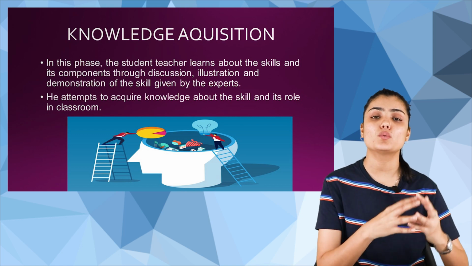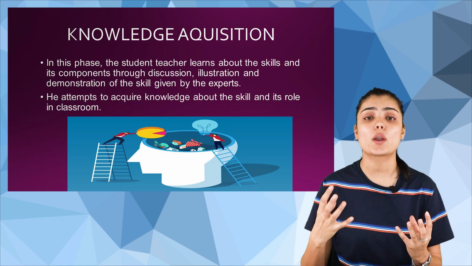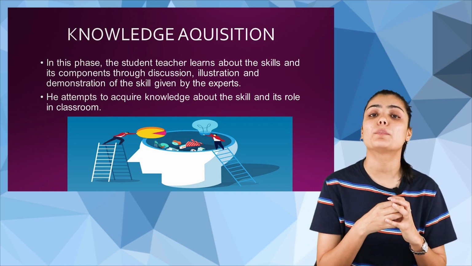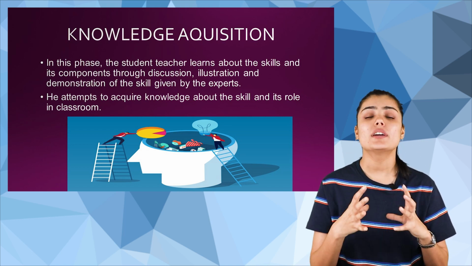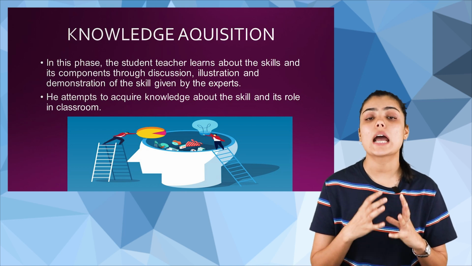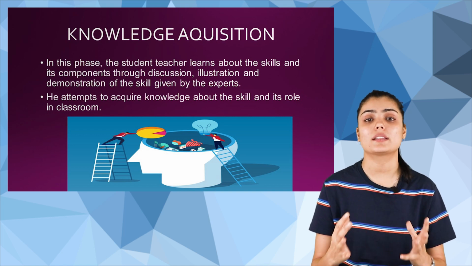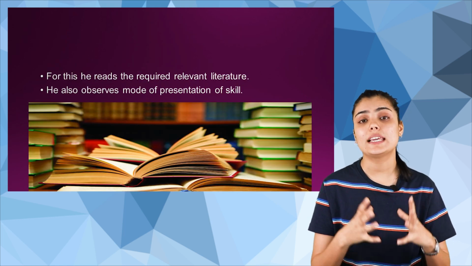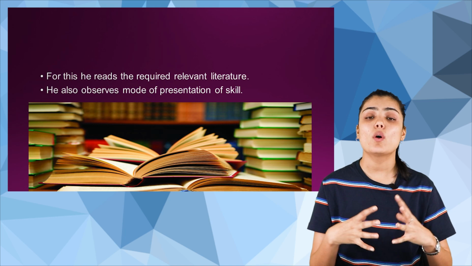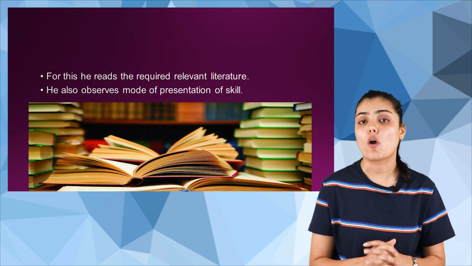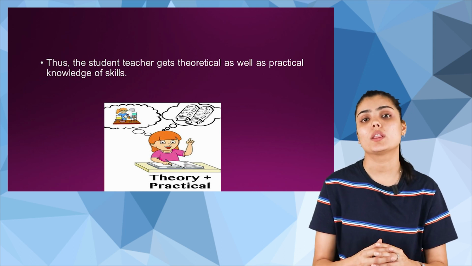In micro teaching, the student trainee is given demonstration, the student trainee is shown, illustrated and also trained by the expert to develop those skills and knowledge required for them to actually teach in a classroom. Here the student trainee attempts to learn how to develop those skills and how he can use those skills in the classroom to make the class effective. What can he do for this? He can read the relevant literature in order to gain the knowledge and also observe the mode of presentation of skills, therefore gaining both theoretical as well as practical knowledge on the particular skill.